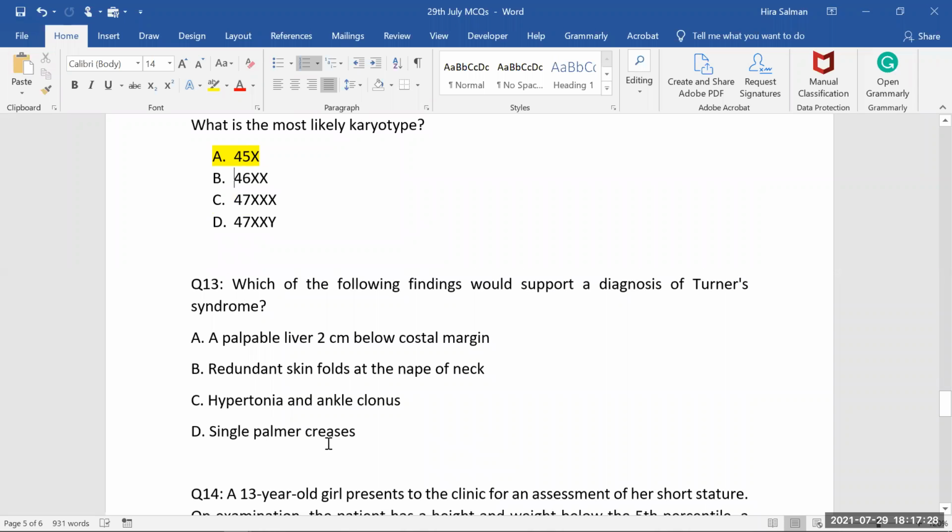Single palmar crease will be in Down syndrome, not in Turner. So this webbed neck, another name is redundant skin fold at the nape of the neck. That's actually a webbed neck, and webbed neck is a feature of Turner syndrome. Short stature, webbed neck, 45 XO, these three.